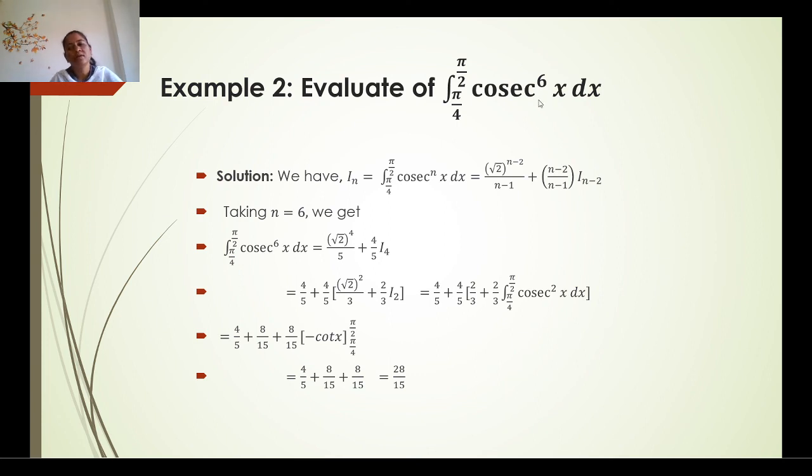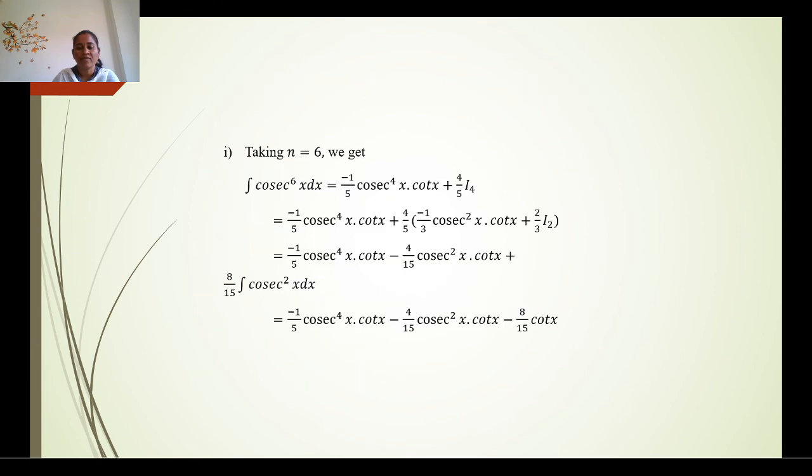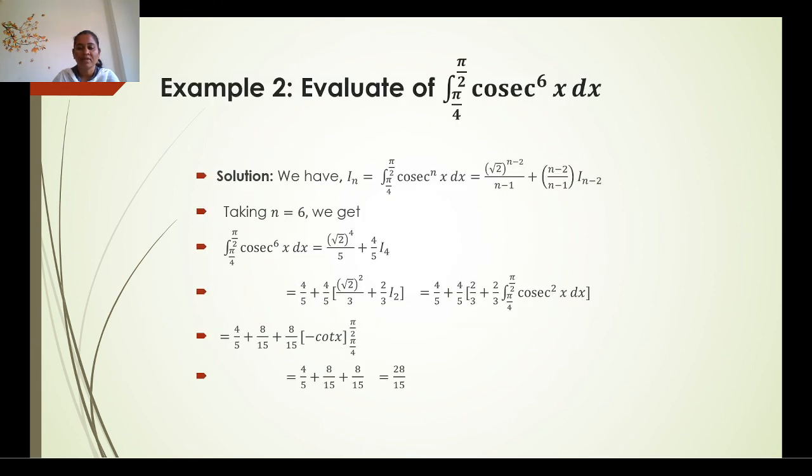Here cosecant to the power of 6x is there, so we have to take n is equal to 6. Same procedure we have to follow. Substituting n is equal to 6 in the standard reduction formula, we get I4 and I2. Then simplify I4 and I2, we get the integral of cosecant square x, which is minus cot x. Apply the limits for this function, we get the answer 28 by 15.